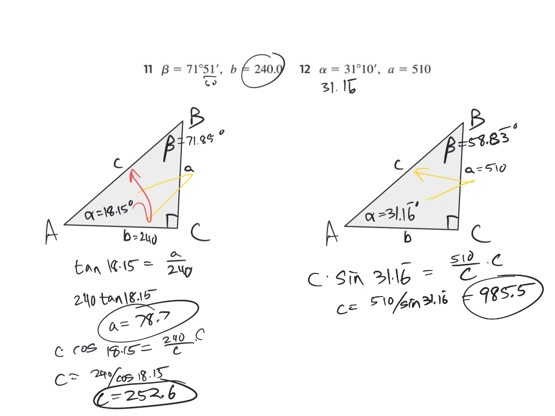Okay, makes sense. If A is 510, C is 985. Now to get B, we'll do opposite over adjacent. So the tangent of 31.16 repeating is equal to the opposite over the adjacent, B, multiplied by B, which means we're taking 510 divided by the tangent of 31.16 repeating.